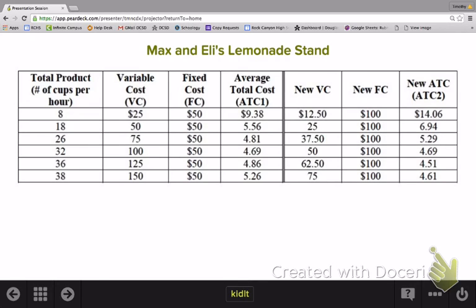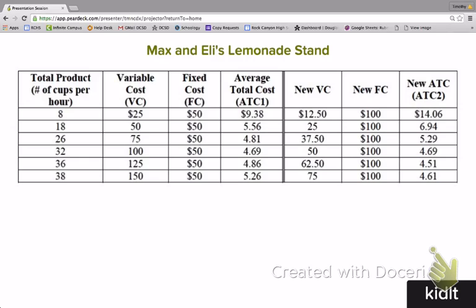So let's go back to our example of Eli and Max and their lemonade stand. Eli and Max are considering investment of new capital and expansion of the lemonade stand. They have been squeezing lemons by hand, but they could buy a new mechanical squeezer. They have also been confined to a small shack that serves as the factory, but they could rent a larger, more permanent space on a busy street.